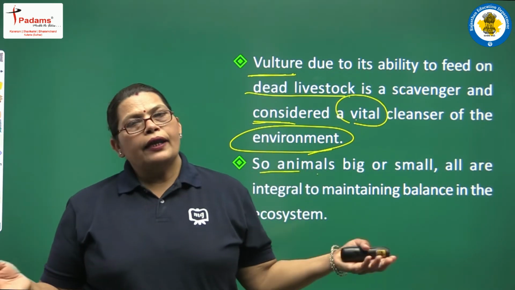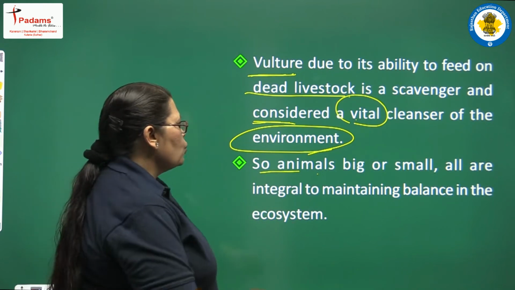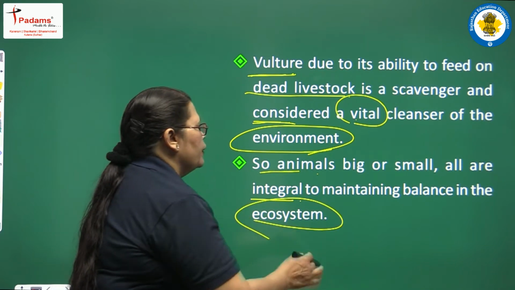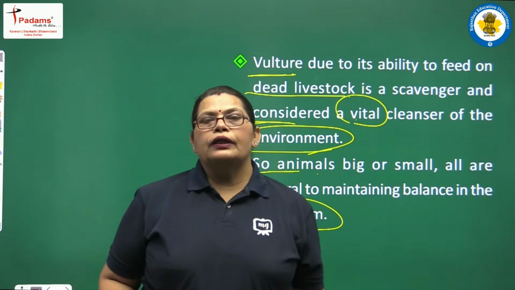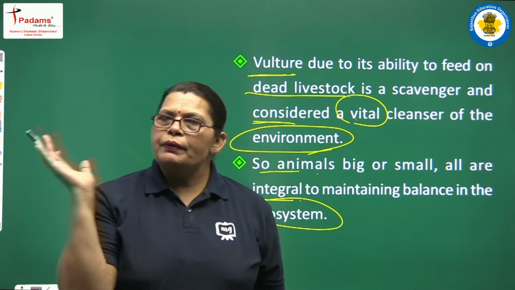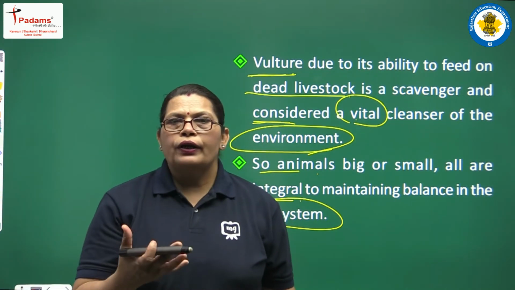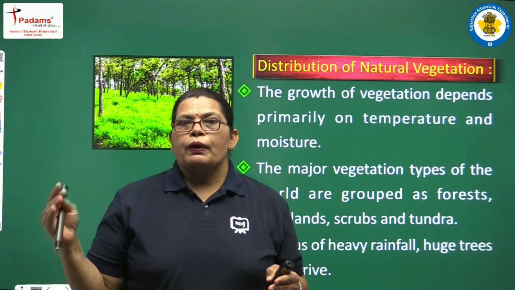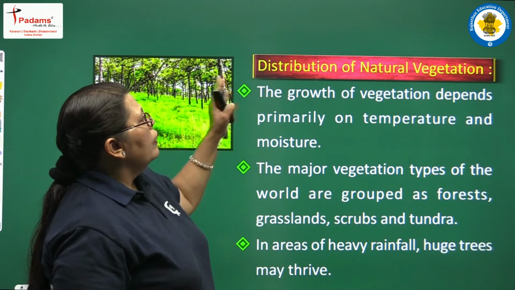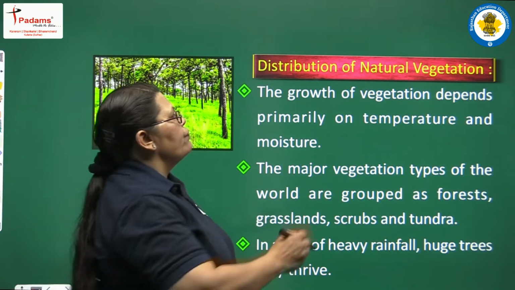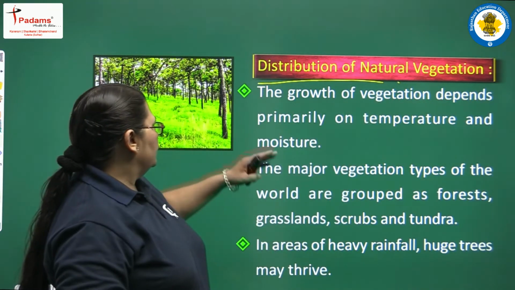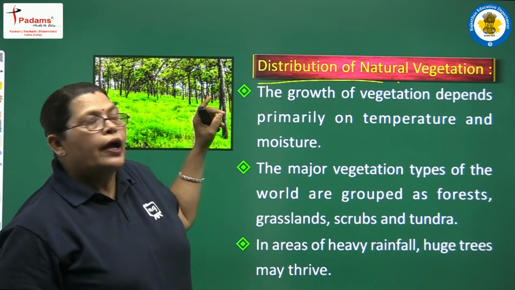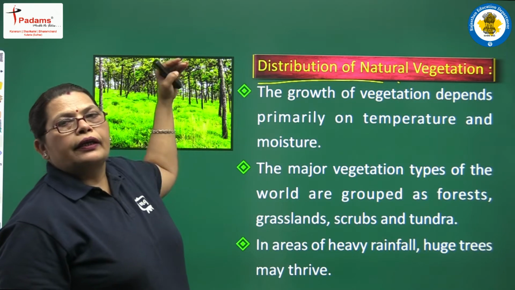Maybe they are big animals, maybe they are small. So all are integral for maintaining balance in the ecosystem. Different types of animals have different roles in the ecosystem. So it is important what they are doing and what important role they are playing for the purpose of the ecosystem. See here, we have a distribution of natural vegetation. See, this is the greenery portion, and see how beautiful this greenery seems, with different shades of green here.